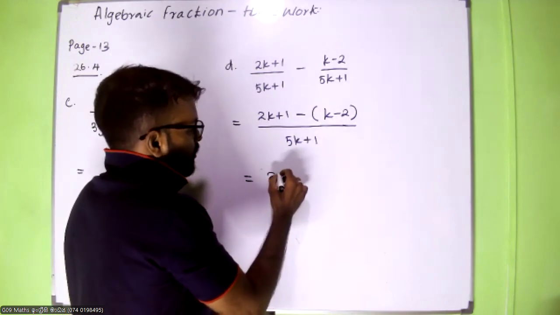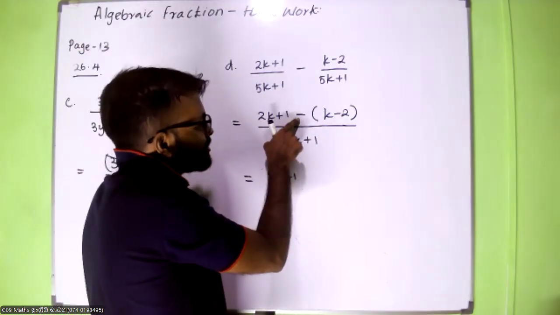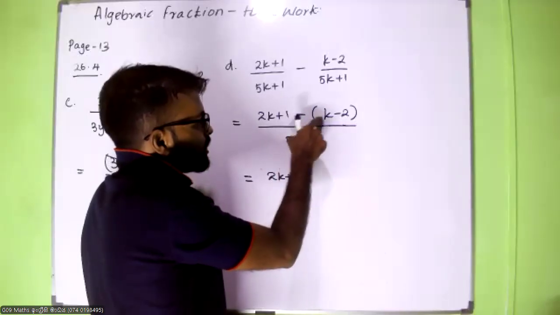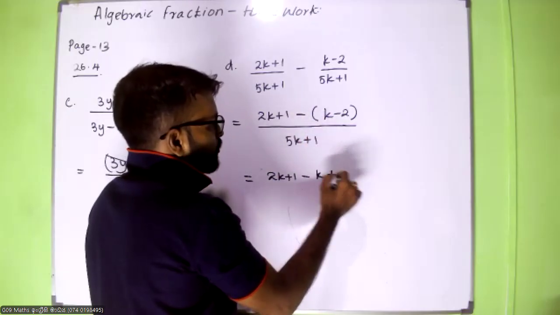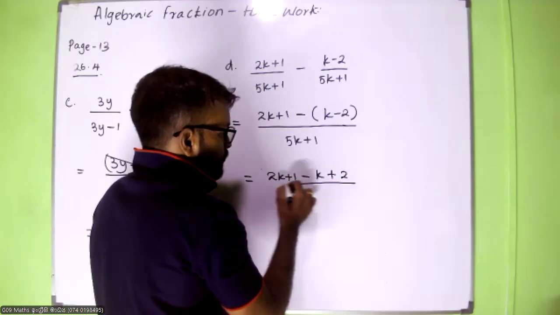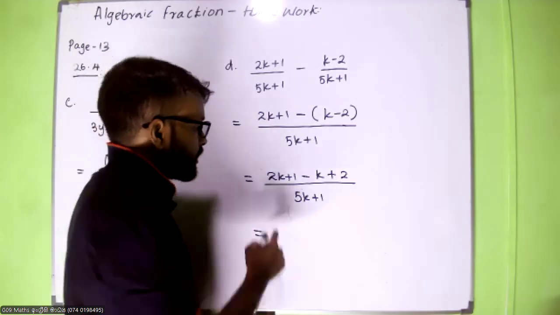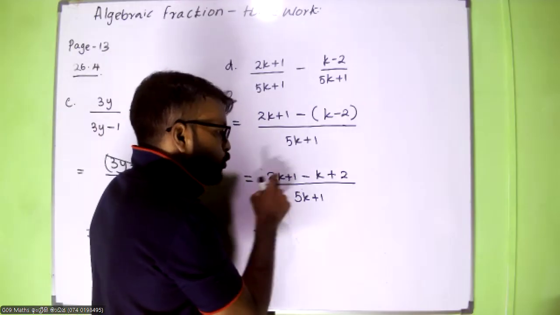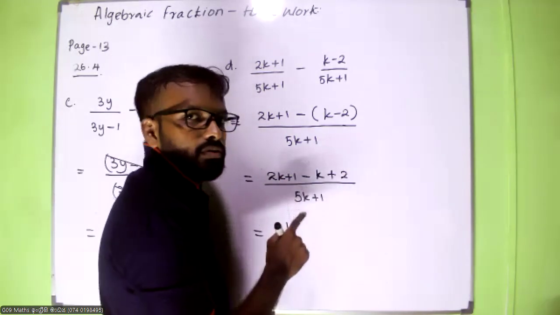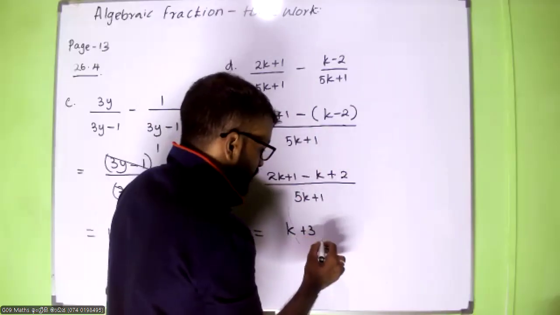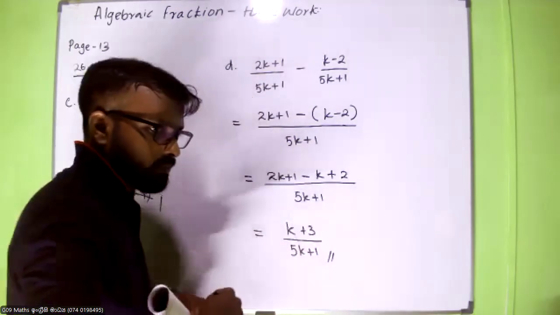Equal mark, 2k plus 1. Here you have a minus sign. This is positive k. Minus into positive, minus 1 times k, that means minus k. Minus into minus, positive, 1 times 2, 2. Over 5k plus 1. Right. Okay. Great. Here you have 2k, 2k minus k, k. Plus 1 plus 2, 3. So k plus 3 divided by 5k plus 1. This should be the answer. Right?